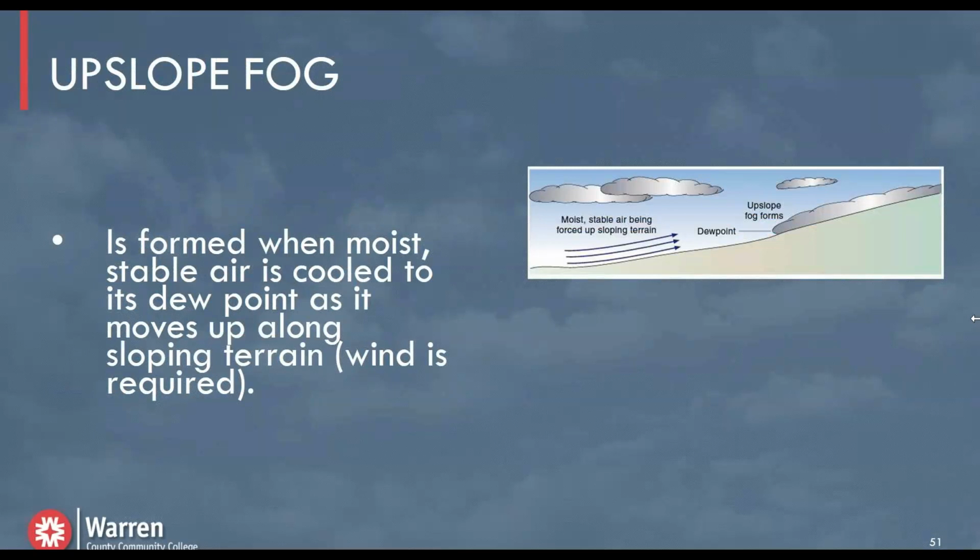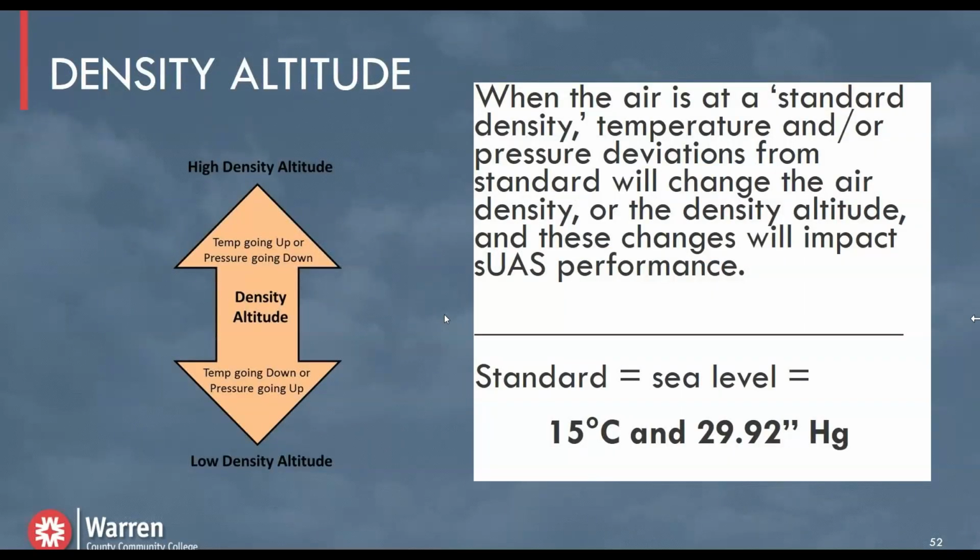And then you have upslope fog. This is formed when moist, stable air is cooled to the dew point as it moves up along sloping terrain. And again, wind is required. So basically, you have this moist, stable air being forced up a sloping terrain. It's cooled to the dew point, and what happens is fog then again forms. So you'll see this on the side of a mountain. If you don't have mountains, you're probably not going to have any upslope fog.